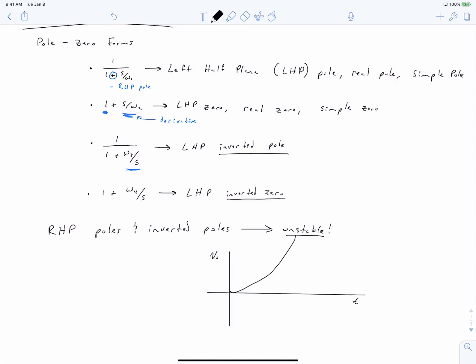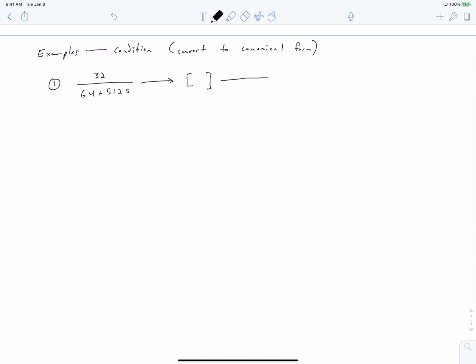So I now want to discuss some examples with you. And in each example, I want you to condition the transfer function that I give you. That is, I want you to convert it to the canonical form. So suppose that I gave you this transfer function. Your job is to convert it to this form right here, where you calculate the gain and the pole location. So press pause now, do your calculation, and press play when you're ready to resume.